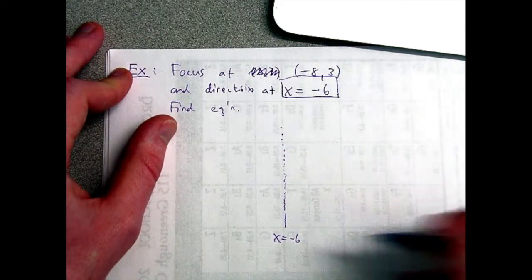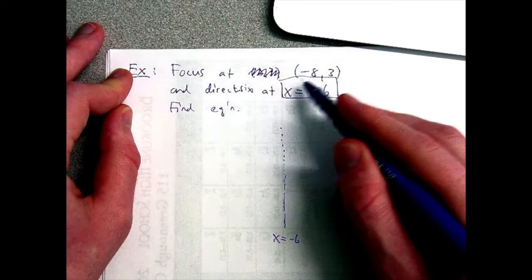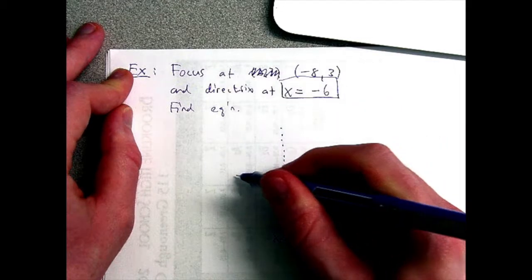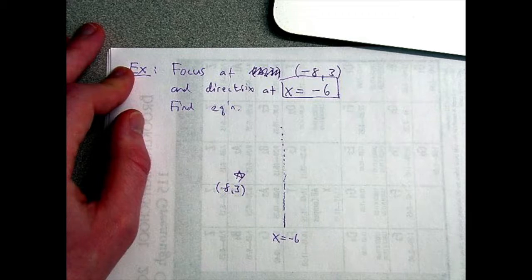X equals -6. Now, where is the focus? Well, the focus is at -8, 3. -8 is to the left of -6, so the focus must be somewhere over here, right? To the left of the directrix. All right, now what else can we do?